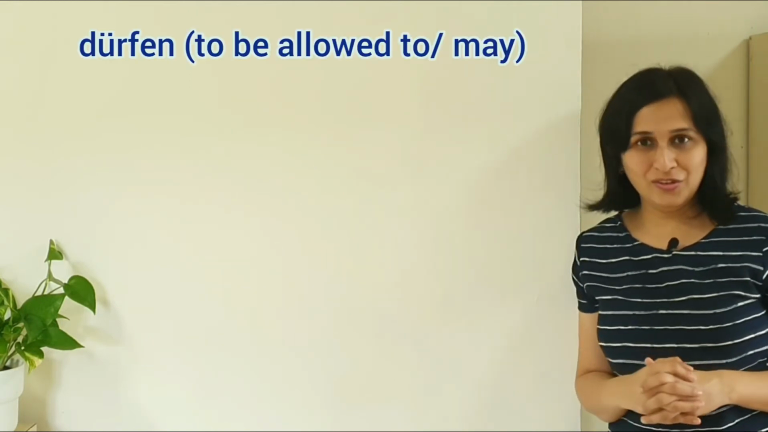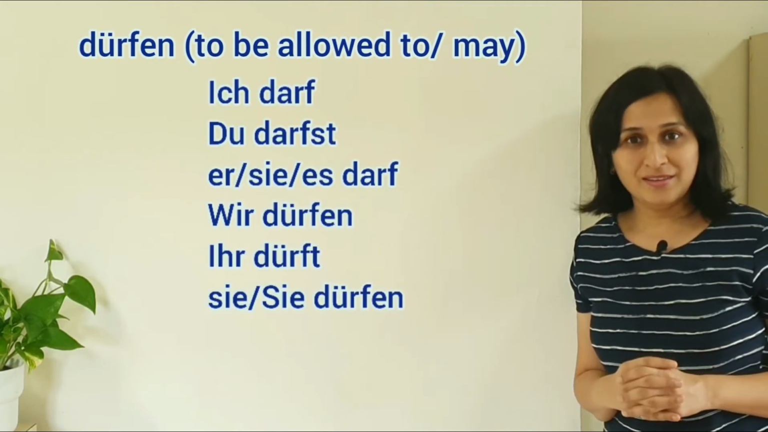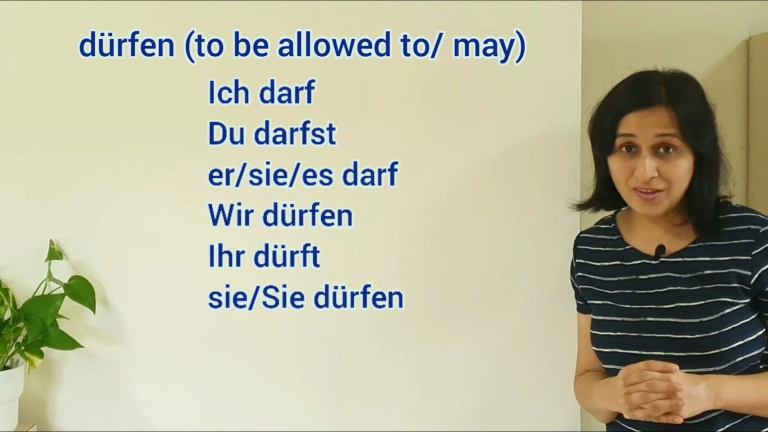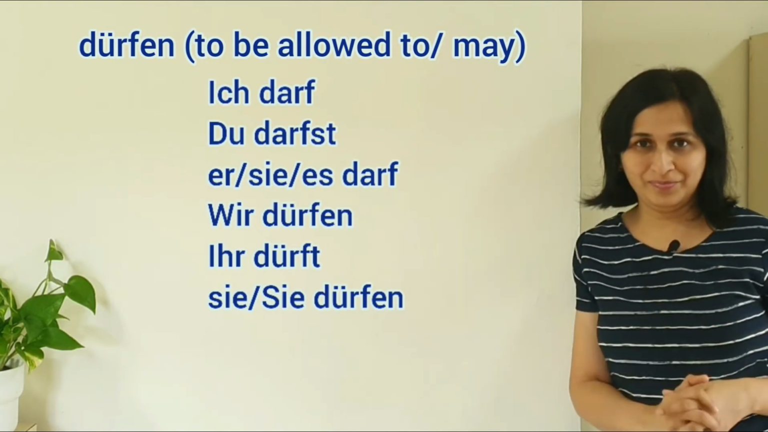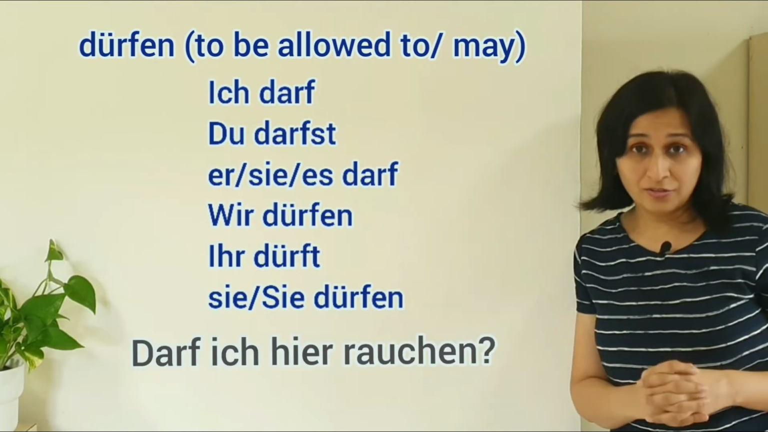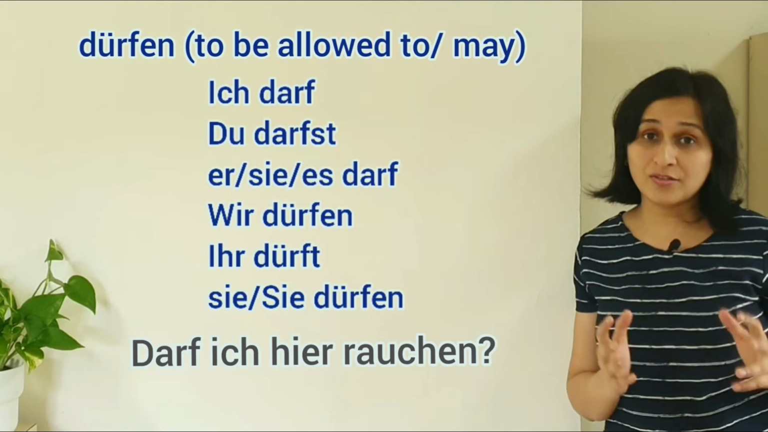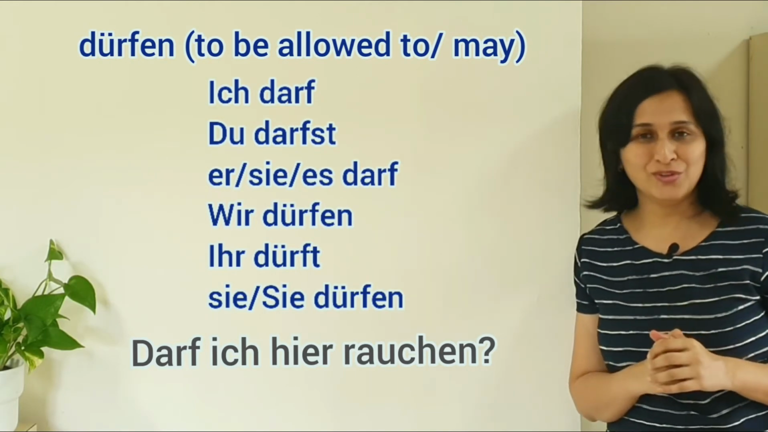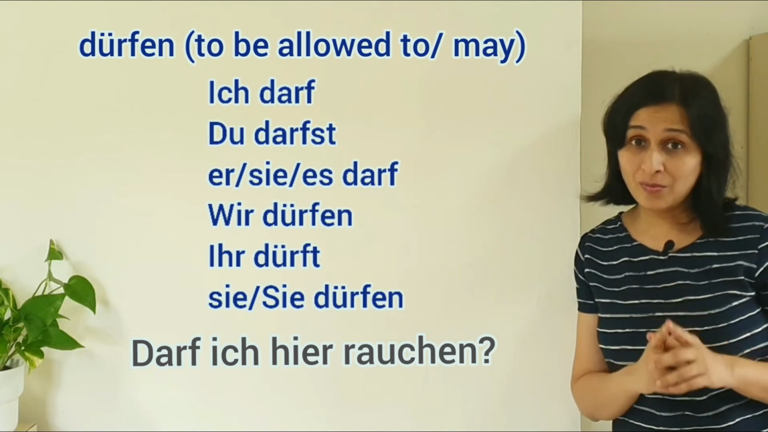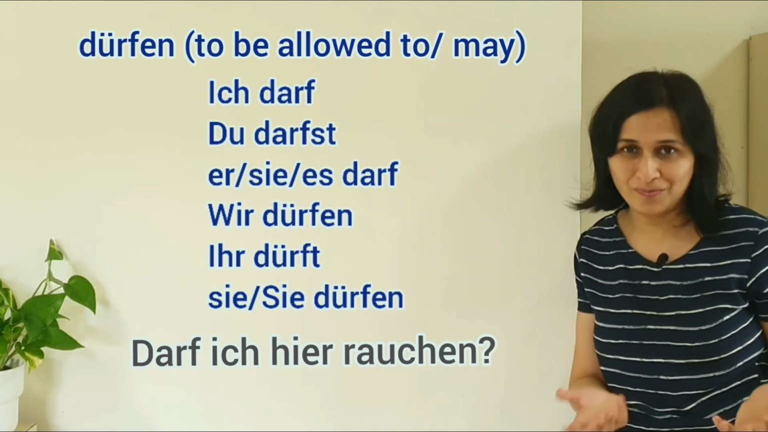Next verb is dürfen. Ich darf, du darfst, sie/es darf, wir dürfen, ihr dürft, sie dürfen. Zum Beispiel, darf ich hier rauchen? May I smoke here? This is also a Satzfrage and that's why the conjugated verb darf is on position 1. And another verb, rauchen, is at the end of the sentence in infinitive form.